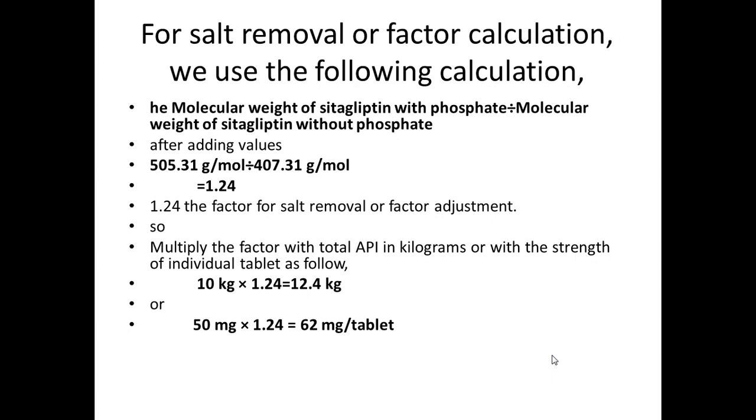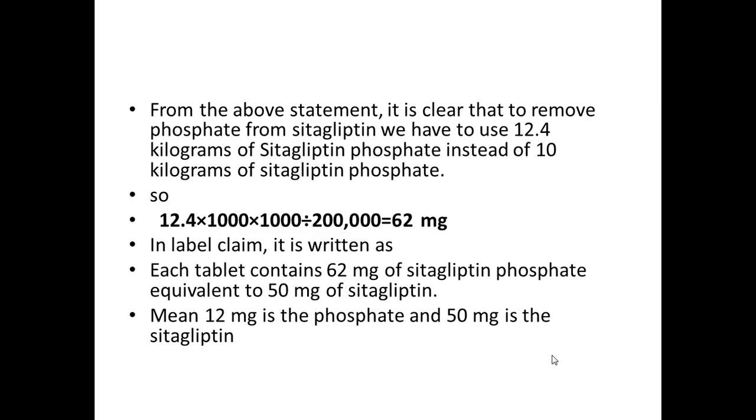That is actually the factor adjustment, multiplying the factor with the total API in kilograms or with the strength of the tablet as follows. By multiplying with the kilogram quantity of API, we will obtain 12.4 kilogram. That would be the actual issue quantity. Or by multiplying the given potency of the tablet by this factor, we will obtain the actual potency, that is 62 milligram. That would be equivalent to the 50 milligram of sitagliptin. 62 milligram of sitagliptin phosphate is equivalent to 50 milligram of sitagliptin.